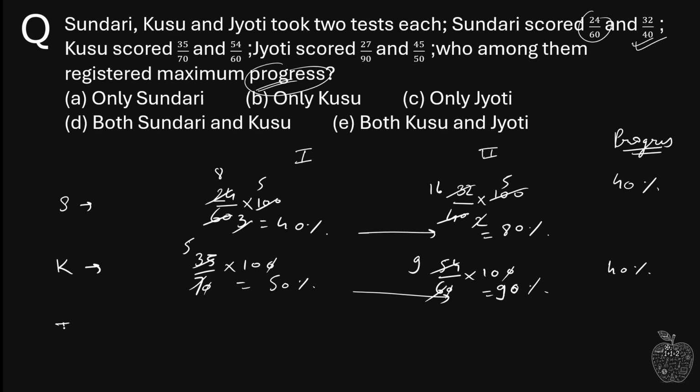Let's talk about Jyoti now. In her first test, she scored 27 out of 90. Let's multiply it with 100 to convert this into percentage. 0 0 gone. 9 3s are 27. So she scored 30% in her first test.